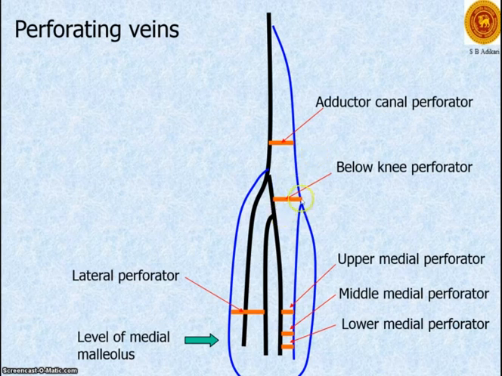Then there is another perforator joining the great saphenous vein, or sometimes the posterior arch vein, to the posterior tibial vein. This is called the below knee perforator because it lies about a hand's breadth below the knee joint. Then there is a lateral perforator, which is the only lateral perforator, which joins the small saphenous vein to the peroneal vein.